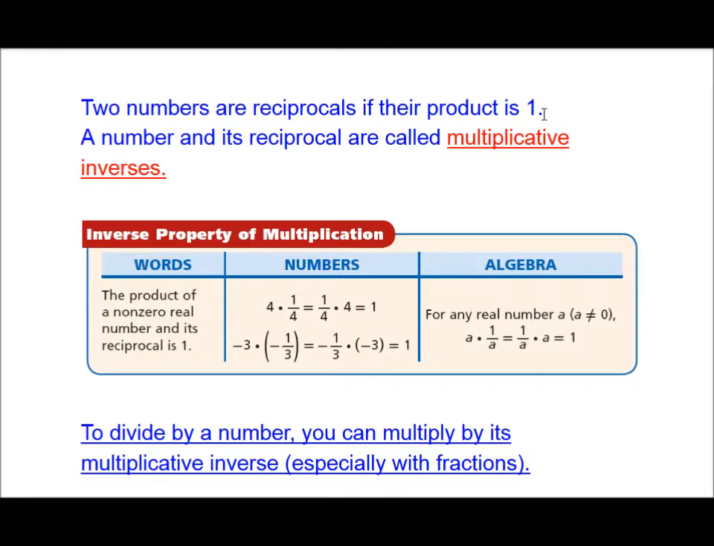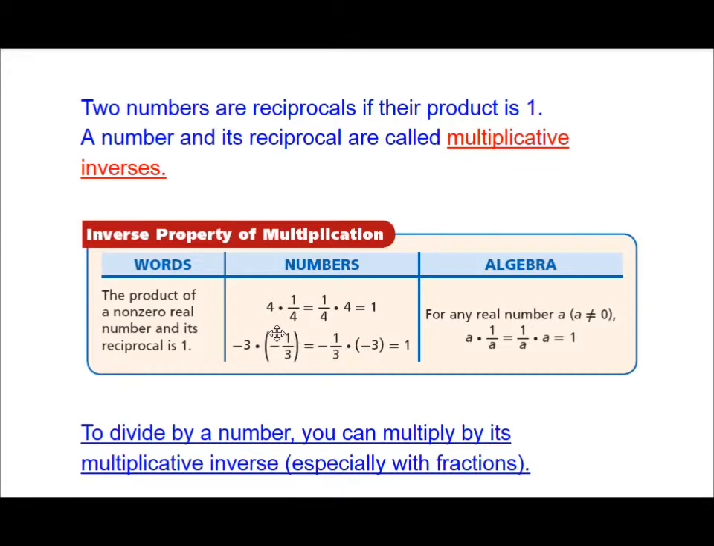Two numbers are reciprocals if their product is 1. A number and its reciprocal are called multiplicative inverses. The inverse property of multiplication says the product of a non-zero real number and its reciprocal is 1. So 4 multiplied by 1 by 4 will always give 1. So a number and its reciprocal when multiplied always give 1. In general you can remember this: a multiplied by 1 by a is 1, or 1 by a multiplied by a is always equal to 1, where a is not equal to 0.